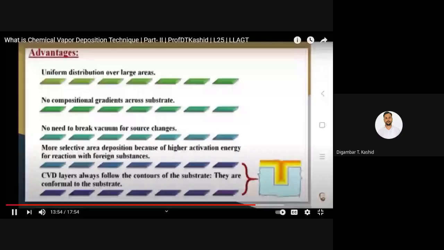They always follow the contour of the substrate. They are conformal to the substrate itself. So that is all about the advantages of the CVD process. Let's discuss the disadvantages.